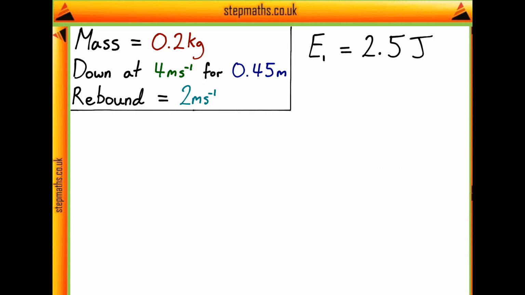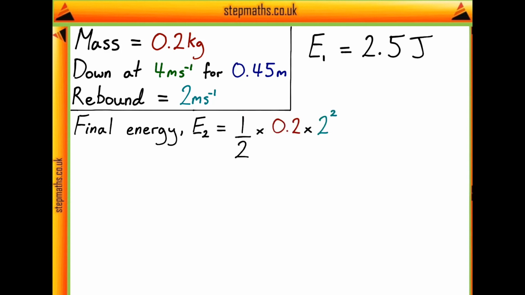Well, now that we've got our initial energy, we can go ahead and try and find our final energy. So what's this going to be just after the ball has rebounded? Well, it should just be the kinetic energy of our ball. So this is just a half multiplied by its mass, 0.2 kilograms, multiplied by its velocity of 2 meters per second, squared. Doing some arithmetic, then we find that this is just 0.1 multiplied by 4, or 0.4 joules.